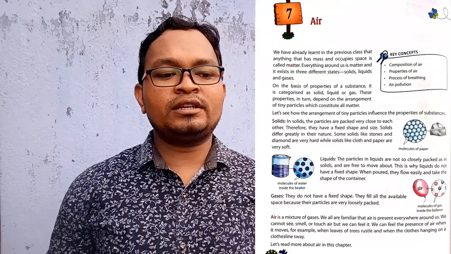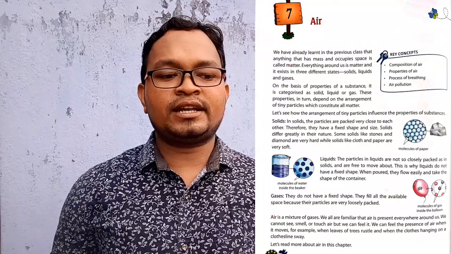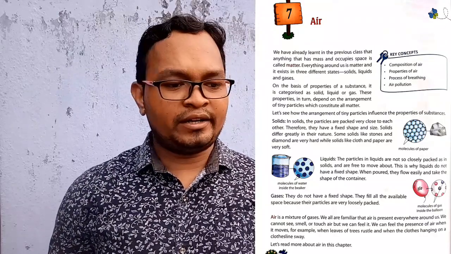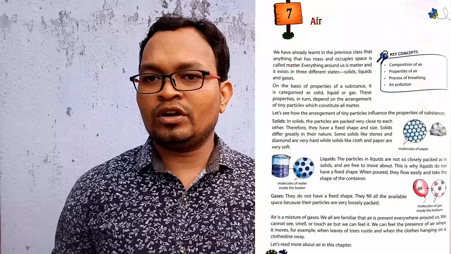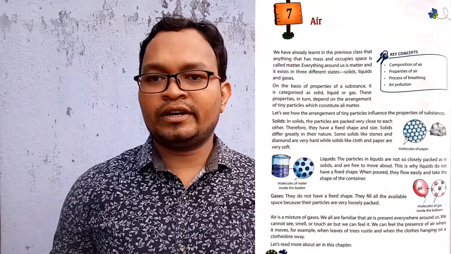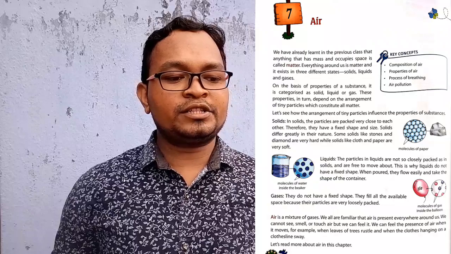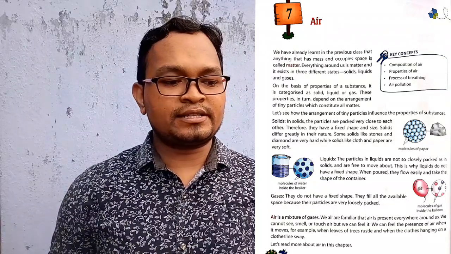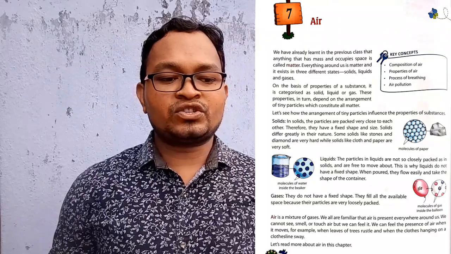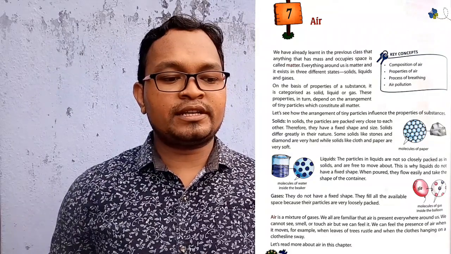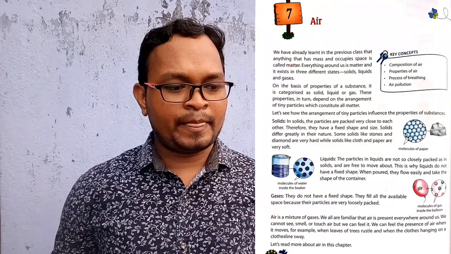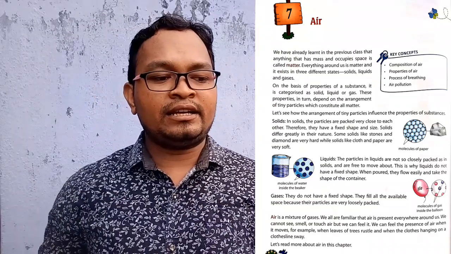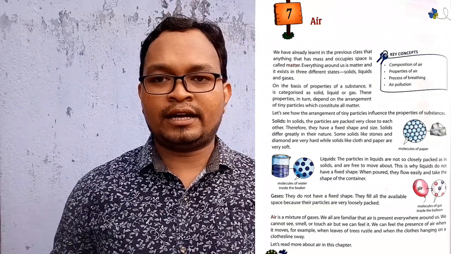We have already learned in the previous class that anything that has mass and occupies space is called matter. Everything around us is matter and it exists in three different states, and we all know it. We have studied, that is solid, liquid and gas. On the basis of properties, a substance is categorized as solid, liquid or gas. These properties in turn depend on the arrangement of tiny particles which constitute all matter. Anything that occupies space and has mass is called matter.